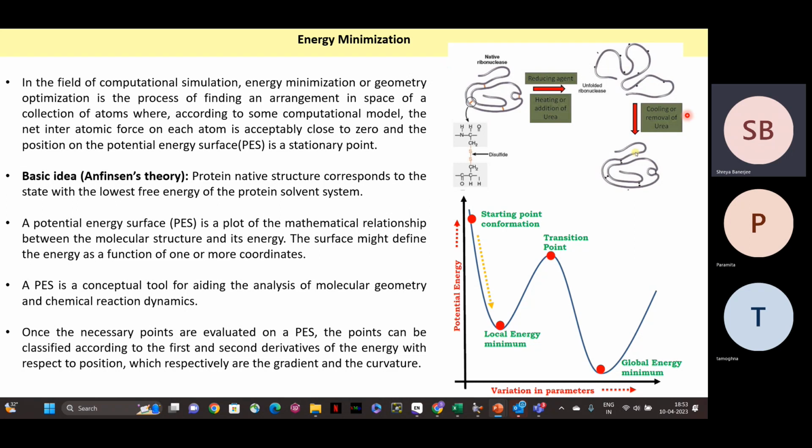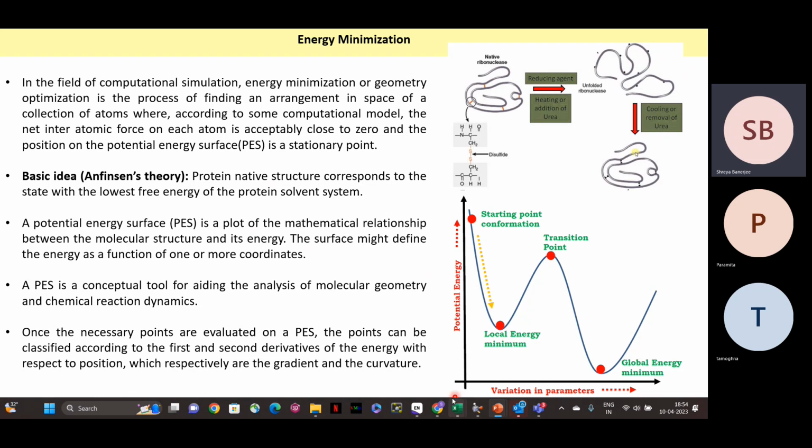So from this experiment, he had concluded that the protein native structure is always the lowest energy state of the protein, which is why when an unfolded protein is allowed to fold back, it will always fold back into that particular native structure, because all systems always tend to go to the lowest energy. Now, a potential energy surface is a plot of the mathematical relationship between molecular structure and its energy. The surface might define the energy as a function of one or more coordinates.